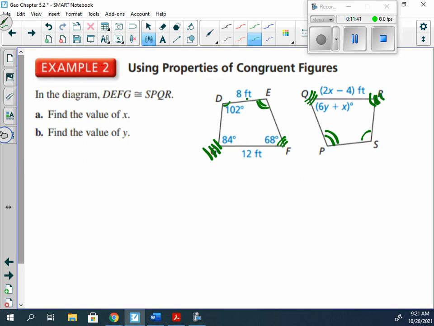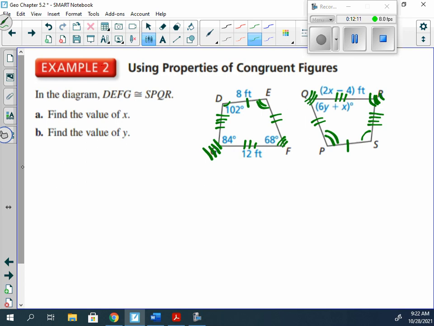That also means that DE would match up with SP. EF would match up with the next side, GF would match up with its corresponding side, and our last sides would match up the same. Those are going to be corresponding parts, and the corresponding parts are going to be congruent to each other.